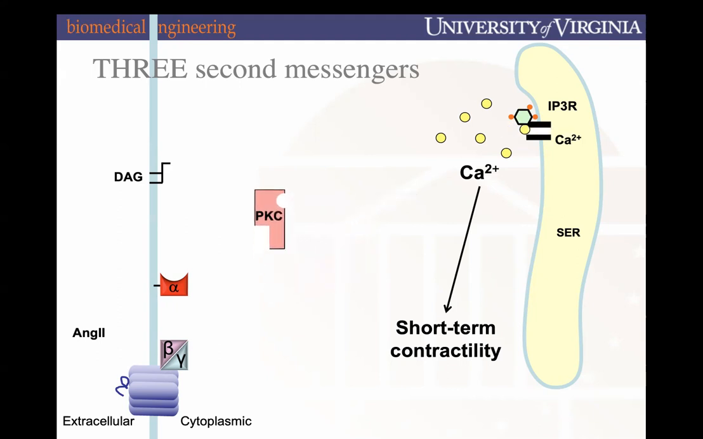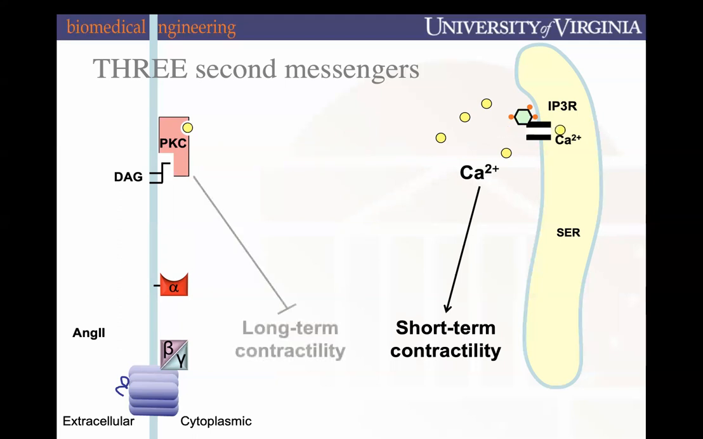So first, it requires binding to DAG at the plasma membrane. And next, it also needs to bind to calcium molecules. Once calcium reaches a certain concentration, there's a point at which it's high enough where PKC will bind to calcium. Once PKC is bound to both DAG and calcium, now it's activated. And PKC will alter many pumps and enzymes. Now it's just kind of a generalization here from what you need to know. But generally, active PKC will go on and turn off pumps and turn off enzymes to shut down calcium transport out of the SER. And it'll inhibit long-term contractility here.